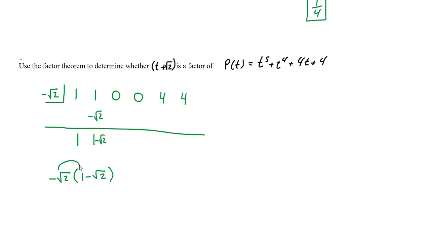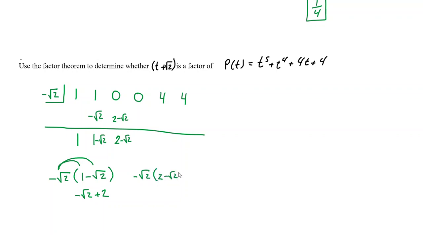So I'm going to distribute this. Negative square root of 2 times 1 is negative square root of 2. Negative square root of 2 times negative square root of 2 is positive square root of 2 squared, which is just 2. So that is 2 minus the square root of 2. And just reverse the order there. Instead of saying negative square root of 2 plus 2, I'm going to say 2 minus the square root of 2. Then we'll add that to 0. And we get 2 minus the square root of 2 again. Now I'm going to multiply that by negative square root of 2.